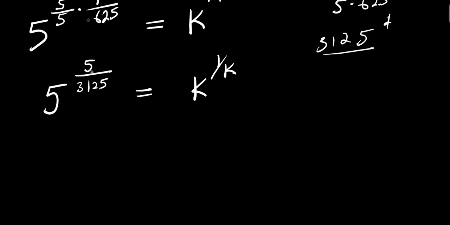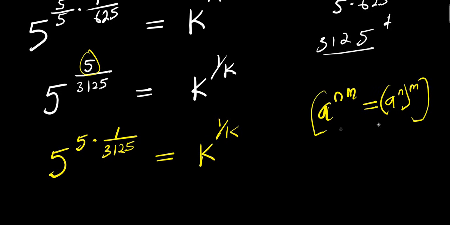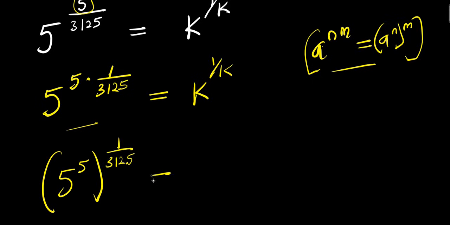Now, I can also decide to factor out this 5 here. I can have 5 to the power of 5 times 1 divided by 3125. And this equals k power 1 over k. Remember, if you have a power n times n equals a power n to the power of n. Applying this right here, I'm simply going to have 5 to the power of 5 raised to the power of 1 over 3125. And this equals k power 1 over k.